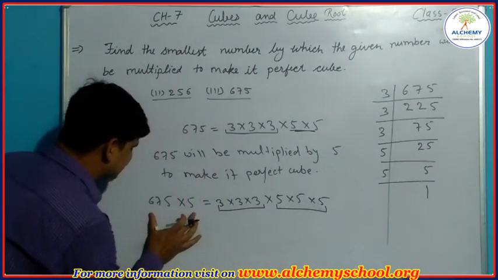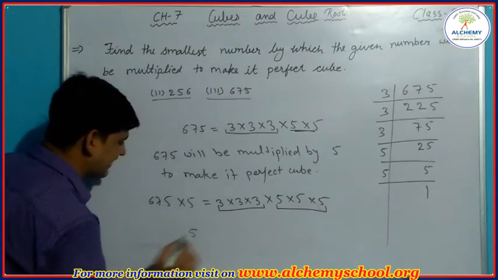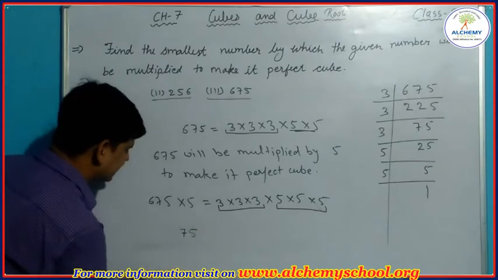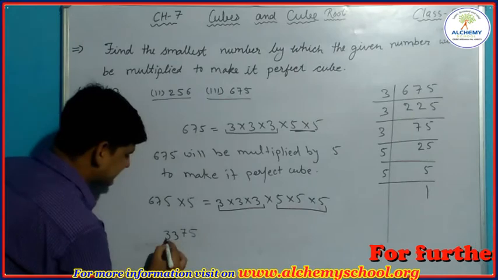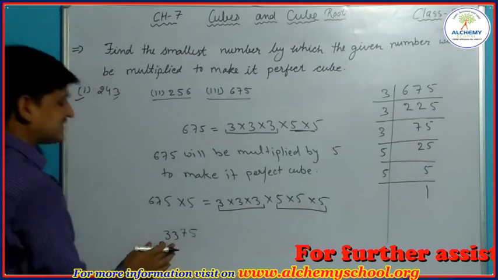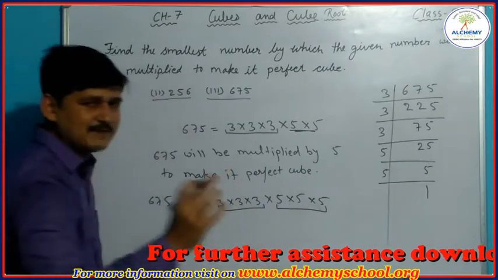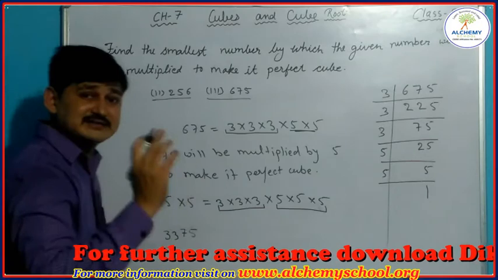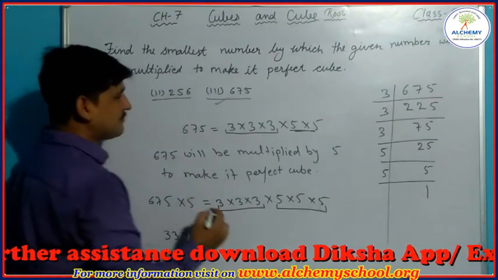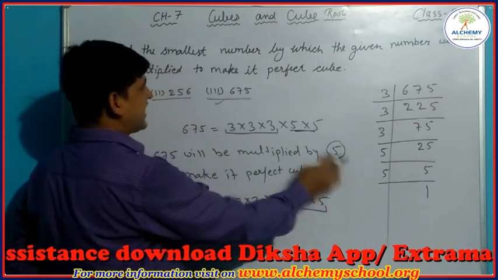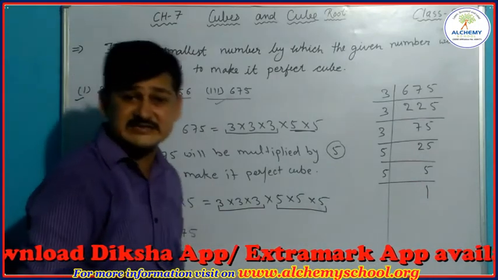So when we multiply these two numbers, 5 5s are 25, 2 will be carried. 5 7s are 35, 35 and 2 is 37, 3 will be carried. 5 6s are 30, 30 and 3 is 33. So we get 3375, and this 3375 is the perfect cube of 3 into 5, that is 15. We have to find a number that is multiplied to the given number to make it a perfect cube. So the number will be 5. 5 is multiplied to 675 to make it a perfect cube. I hope it is clear for you all.